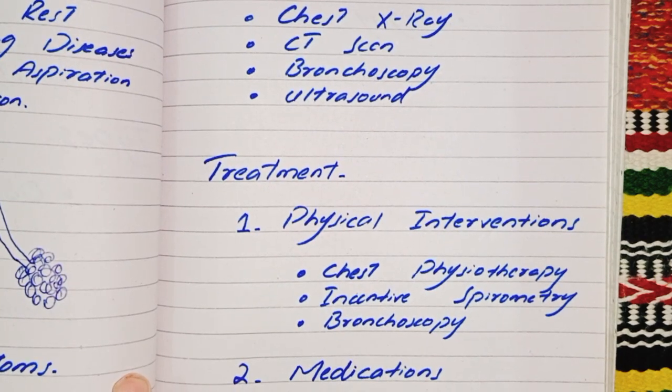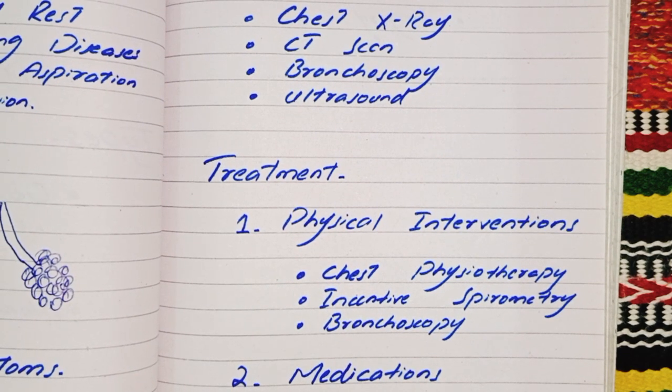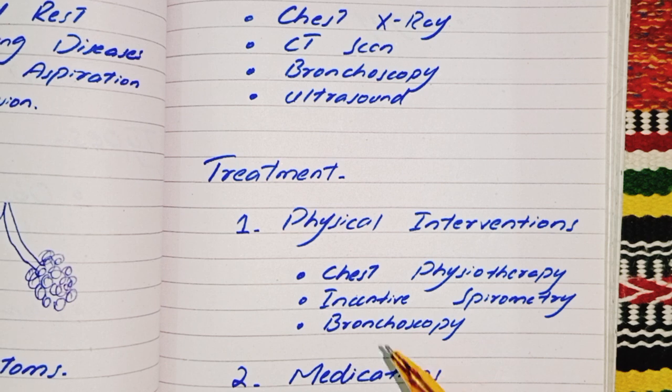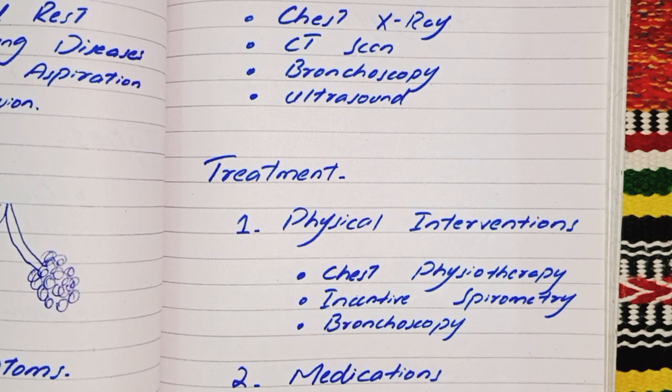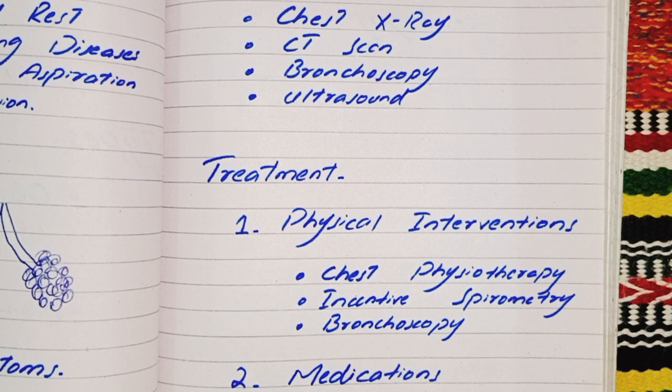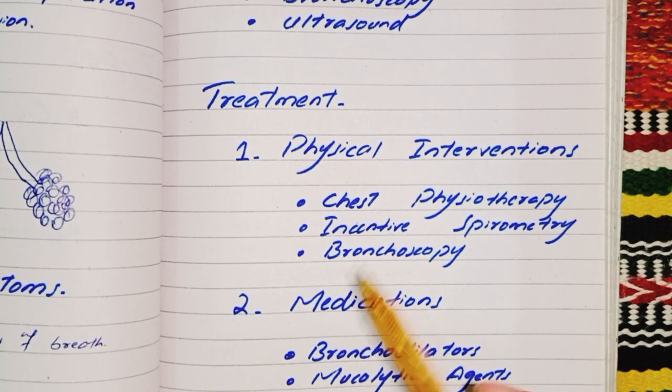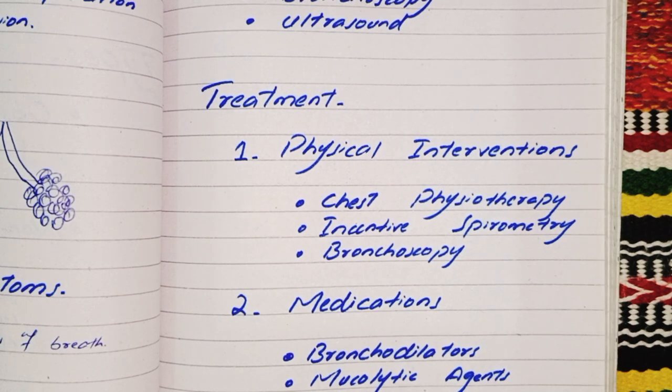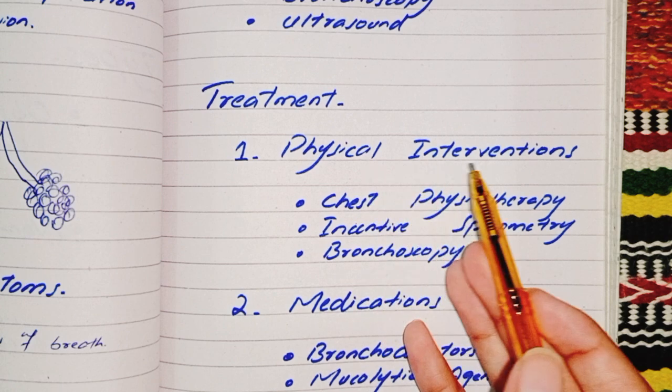Last section of this presentation is about the treatment. There are three ways of treatment. First, physical interventions. Second is medication, and third treatment is surgical intervention. First, we talk about the physical intervention.